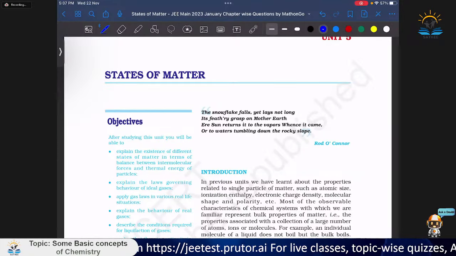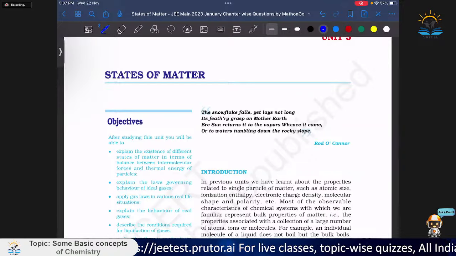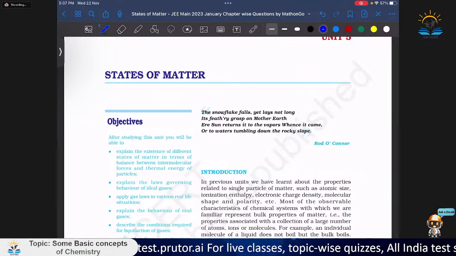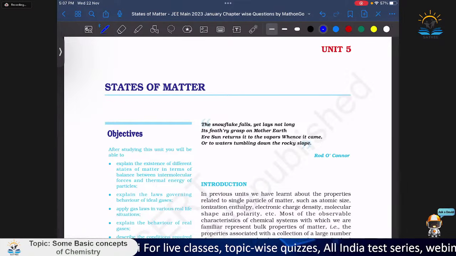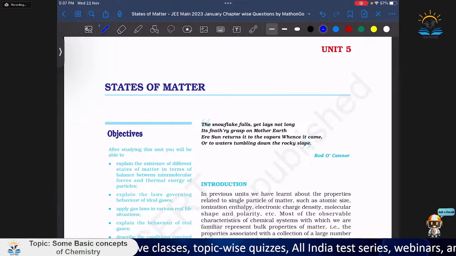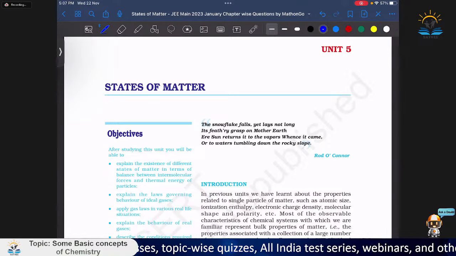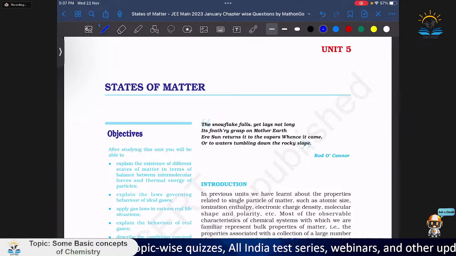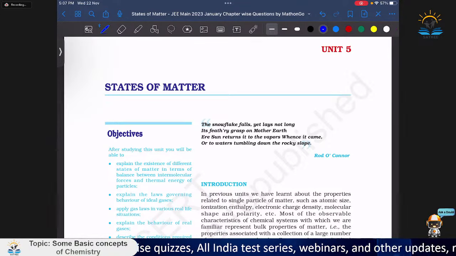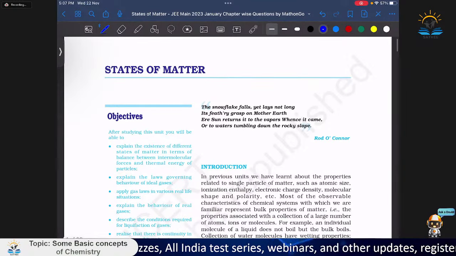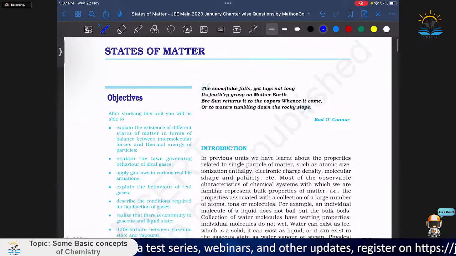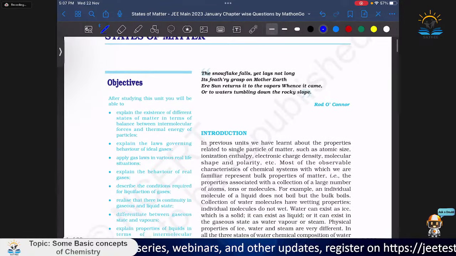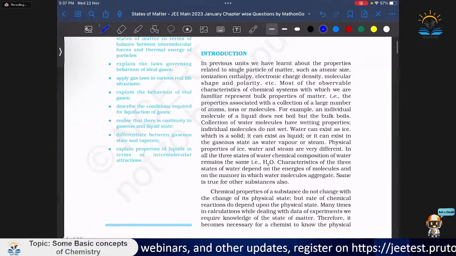Today we are going to start with the chapter States of Matter. This is the fifth chapter of your class 11th chemistry. It comes under physical chemistry. First, we'll see a brief introduction of this chapter, and we'll move on to some previous year questions of JEE Main. Okay. Chalo.